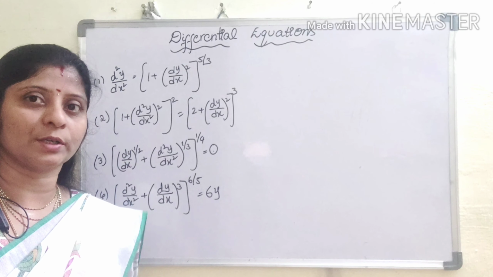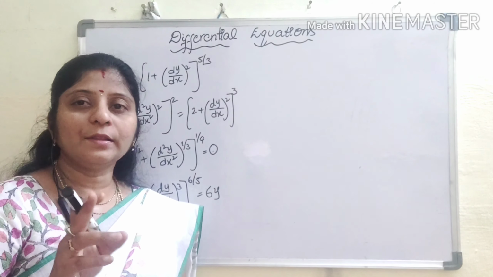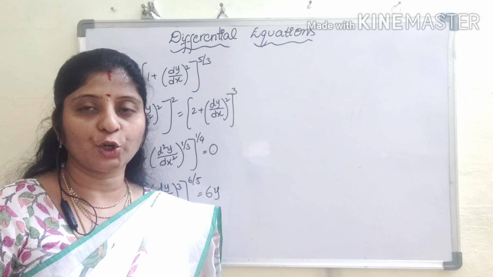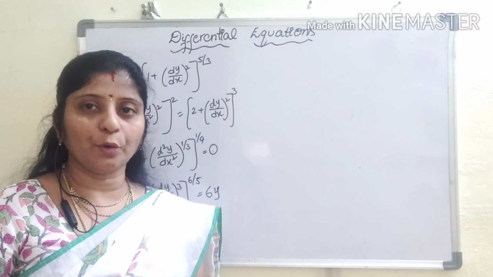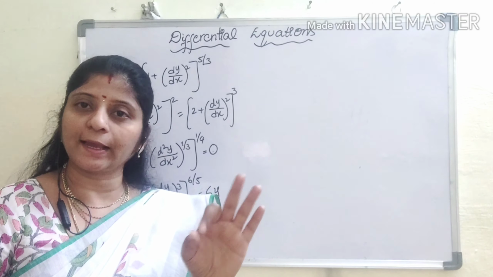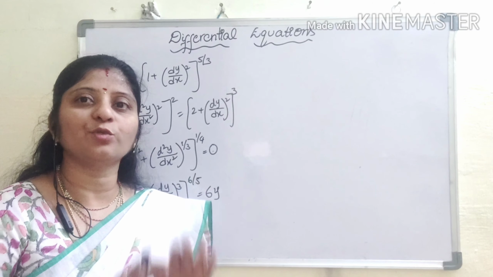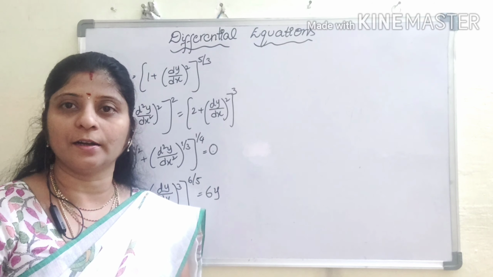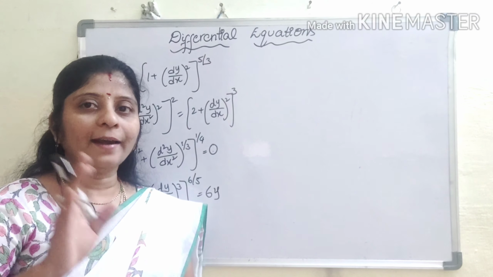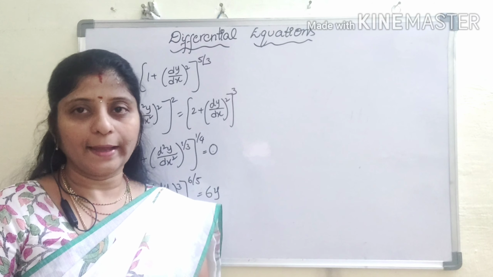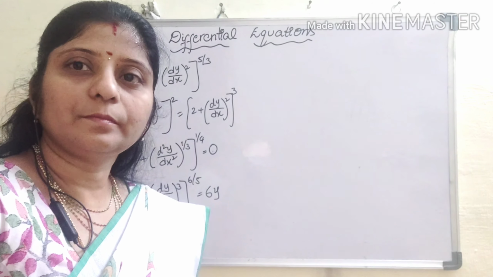First remember one thing, the order and degree should always be positive integers. That means we say first order, second order, third order, and we are not saying 1 by 2 order or 1 by 3 order. So order and degree should always be positive integers only.